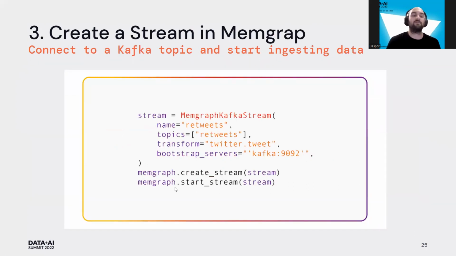After we created the transformation module and set up the triggers, we can create and start the streams in Memgraph. So this is a very simple way of creating the stream with GQLAlchemy. We define a name, we define the topic where we are listening to, the transformation script that we created in the first step, which tells us how to map the messages into a graph. And this is the address of the Kafka cluster.